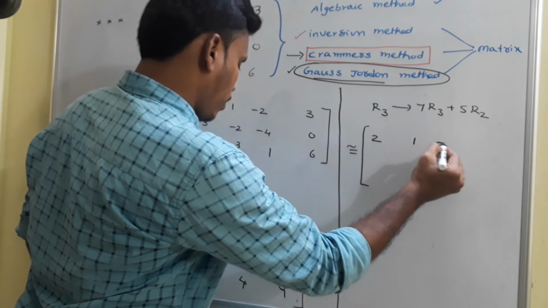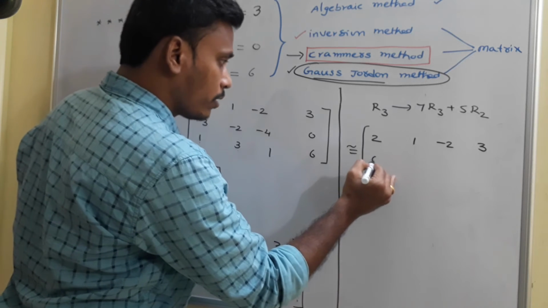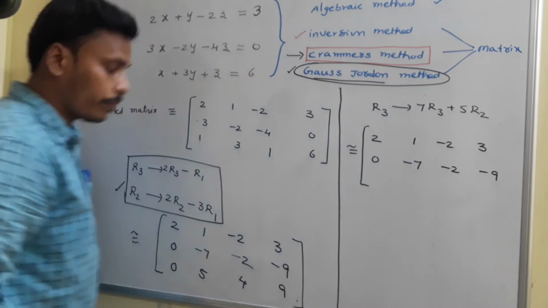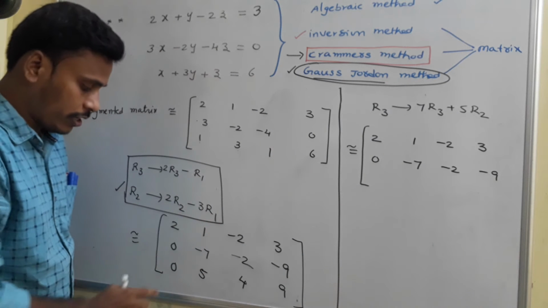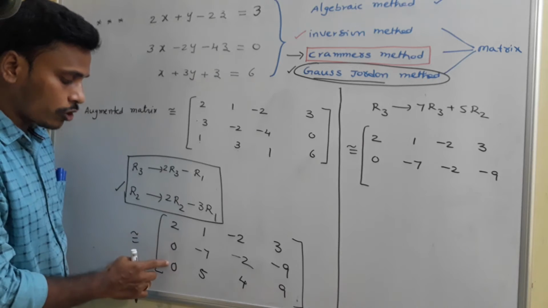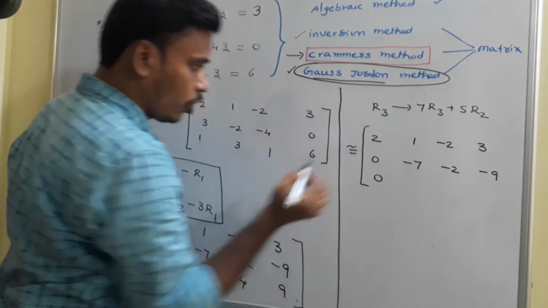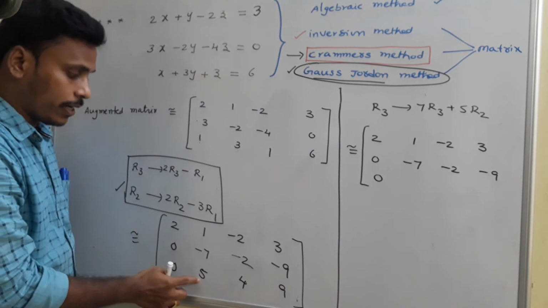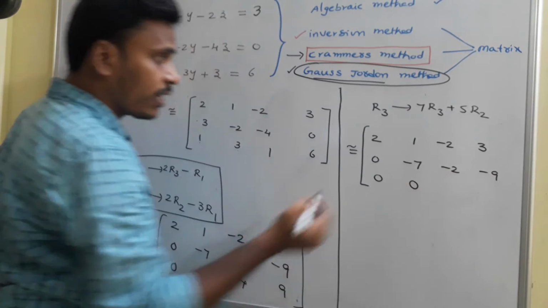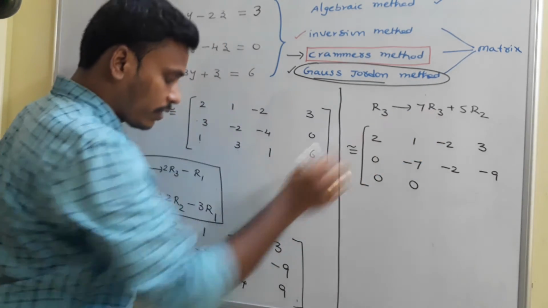So take it like that: 2, 1, minus 2, 3. Second row I am not changing: 0, minus 7, minus 2 and minus 9. Third row, now I am going to change, this element with 7, that element with 5. Both are zeros, right? 7 into 0 plus 5 into 0, still I will get 0 only. Coming to this element, 7 into 5 plus 5 into minus 7 is again 0.